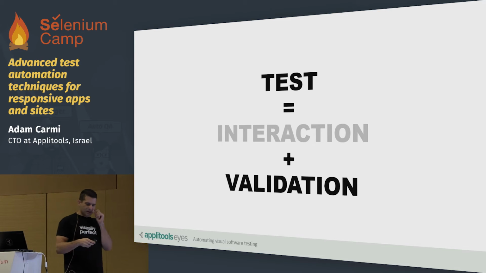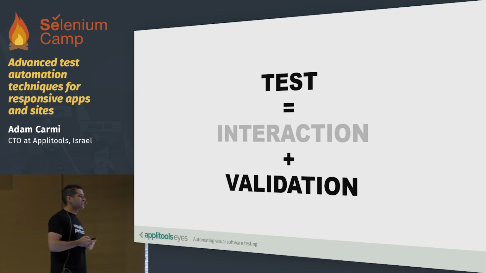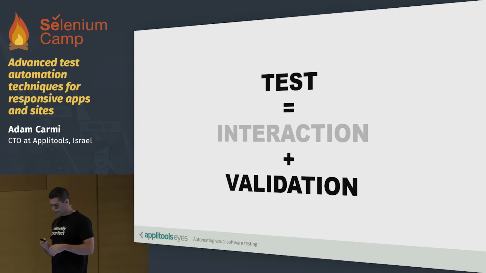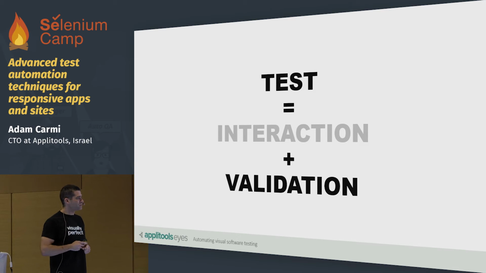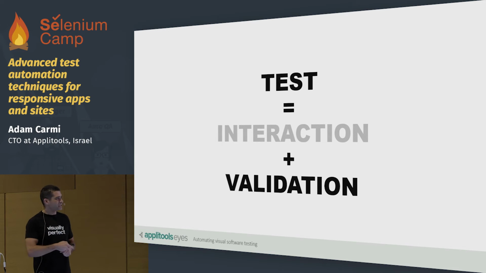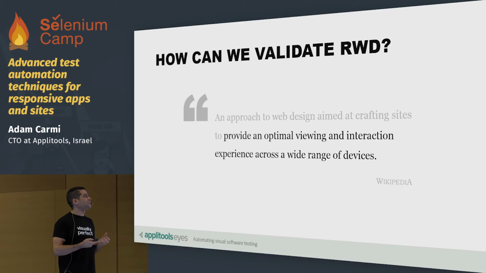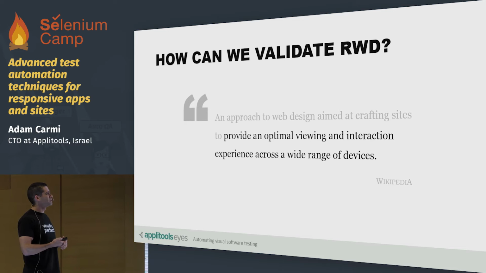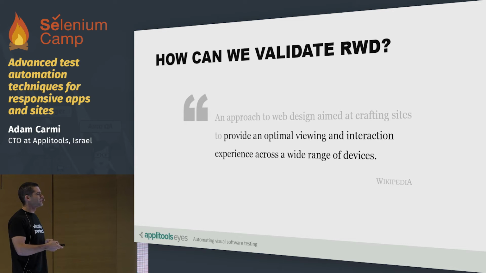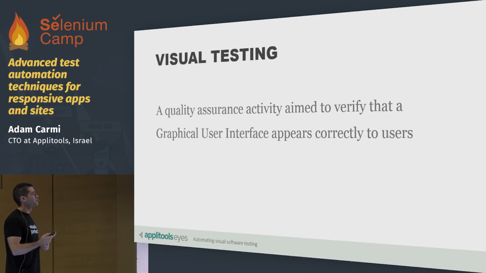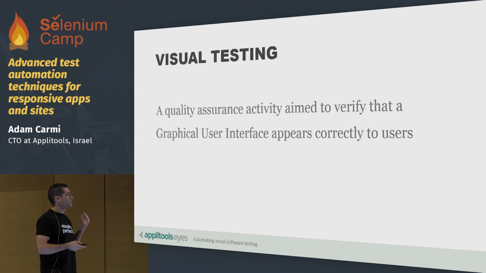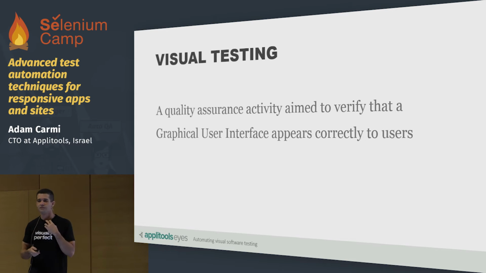Now, OK, so now we know how to write perfect, amazing, and generic interaction code. Let's talk about validation. But how can we really validate that our site really provides an optimal viewing and interaction experience across a wide range of devices? And the answer is visual testing. And for those of you who don't know what that means, it's a quality assurance activity aimed to verify that the UI appears correctly to the end user.